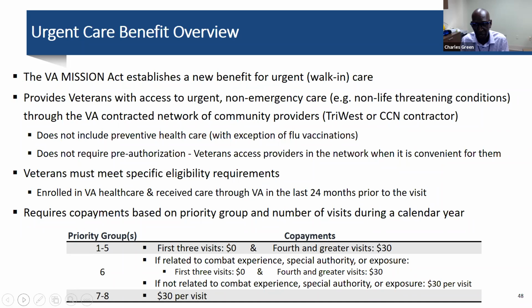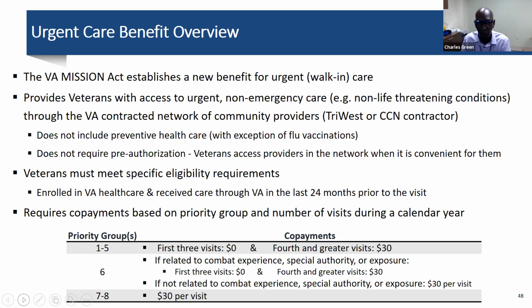But if you go 6 times, after your 4th visit, you'll pay $30 copay, $30 copay, $30 copay. When January comes of the following year, your calendar clock is reset, and you're back to 0 copays again. So it's very important that you make sure when you go out, it is for urgent care.